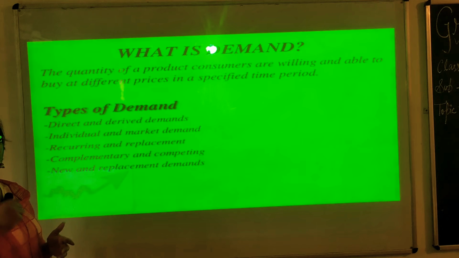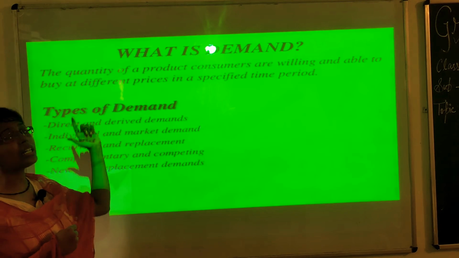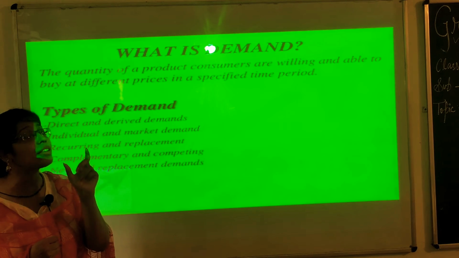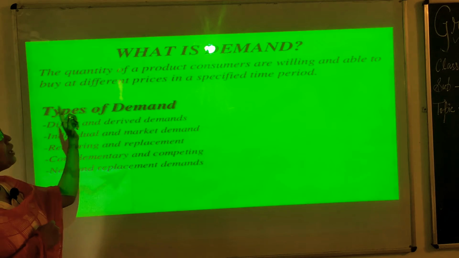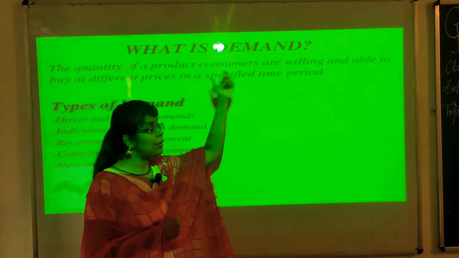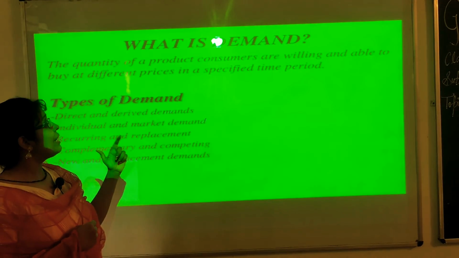But when it is backed by purchasing power, as you can see, it is written here, the quantity of a product consumers are willing and able to buy. The words able to buy are key words here, at different prices in a specified time period. And second, specified time period is another key word in the definition of demand. That is called demand.